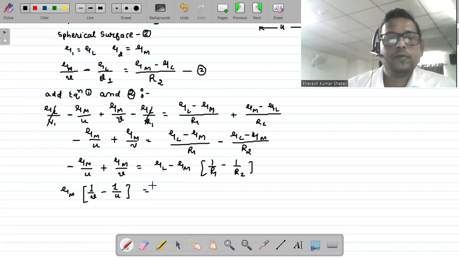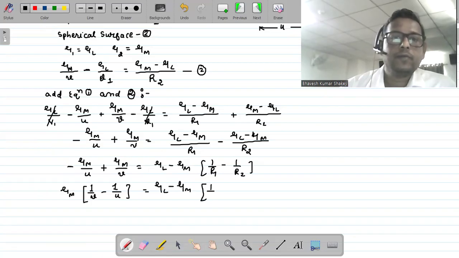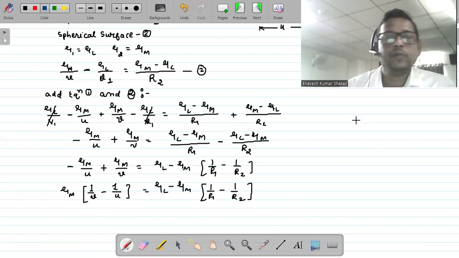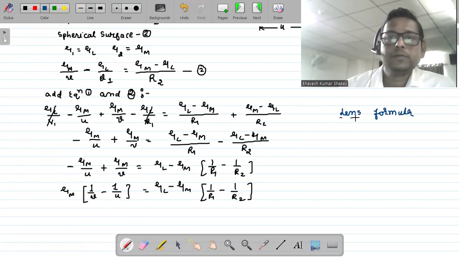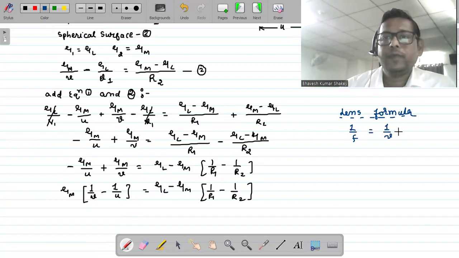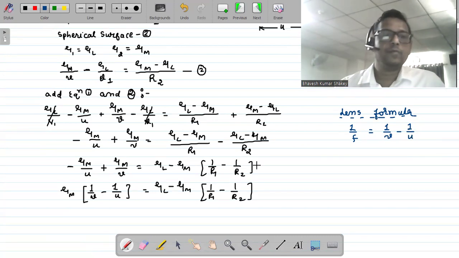So from here we can write mu L minus mu M, 1 upon R1 minus 1 upon R2. Now this formula, 1 upon V minus 1 upon U, is called Lens formula. So this formula, 1 upon F is equal to 1 upon V minus 1 upon U, is called the Lens formula.